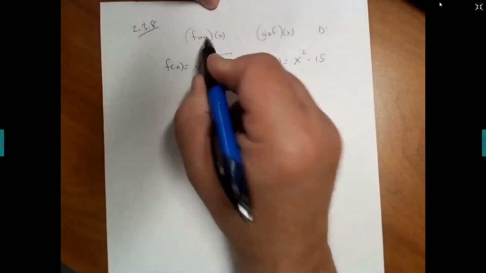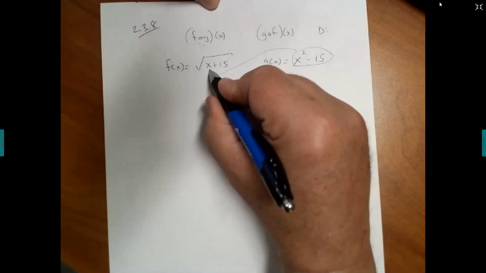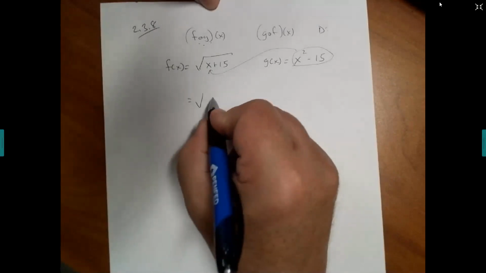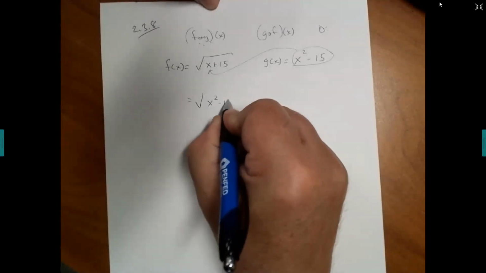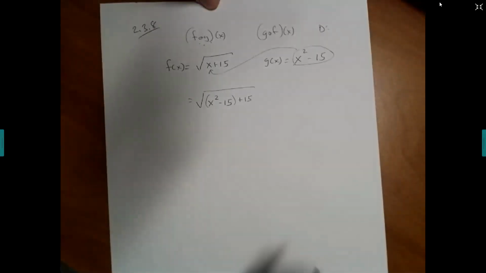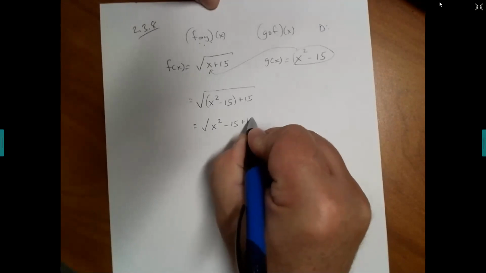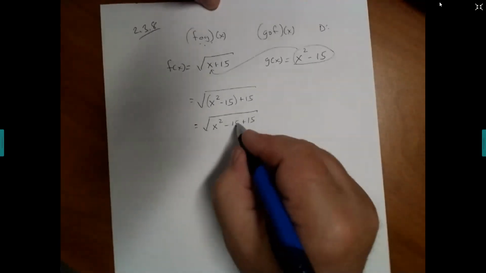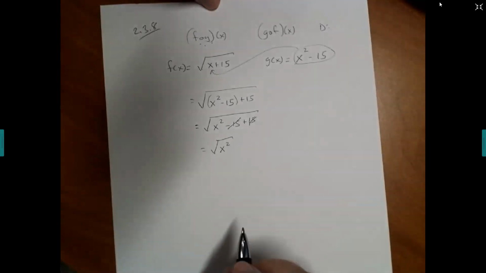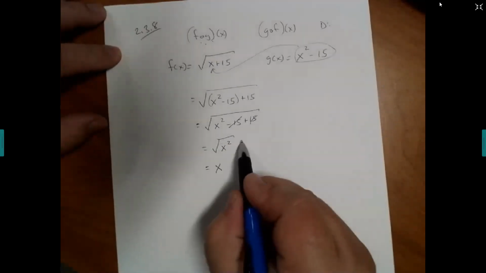So in f of g, we take this equation and plug it in for x inside that. So we get the square root of x squared minus 15, put in parentheses, plus 15. X squared minus 15 plus 15 under the square root, combine like terms. Square root of x squared. The answer is x. Square root and x squared cancel.